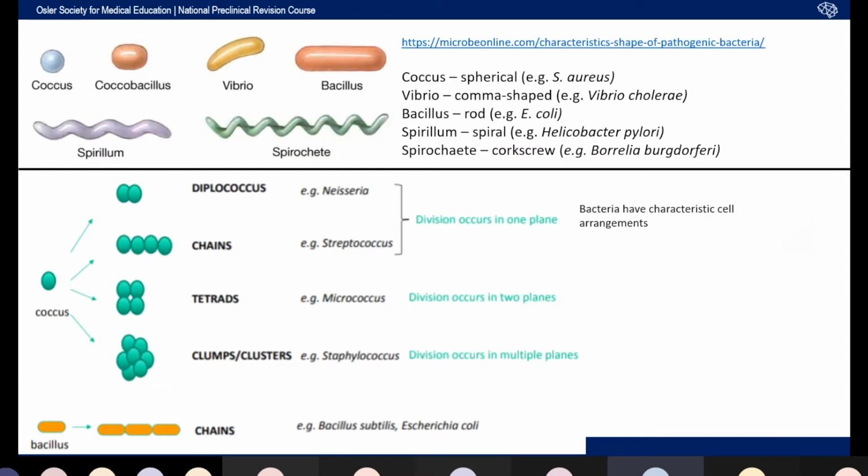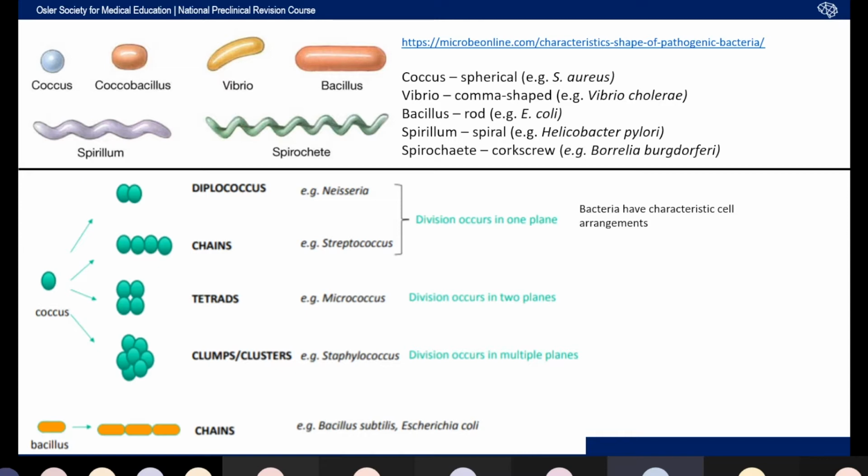So bacteria are generally 1 micrometer. Of course, there's some variation in this. In bacterial identification, it's important to look at the bacteria and the shape of it. The most common you'll come across are the coccus, which is spherical, for example, Staph aureus, or the bacillus, which is a rod, like E. coli. And then here are some others as well that you may come across.